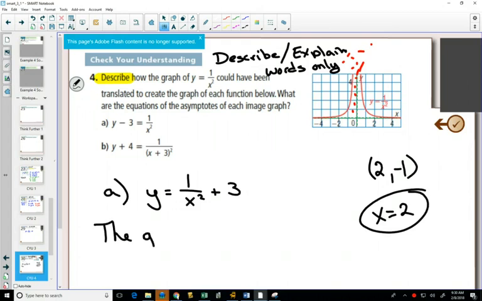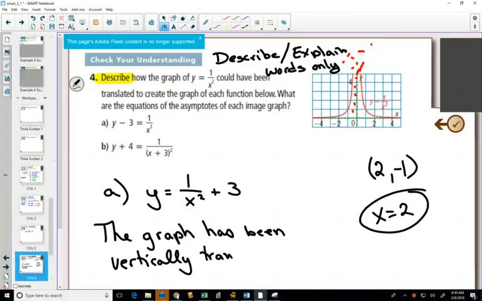And then I start my words. The graph has been vertically translated. Now, here, if you use the number 3, they're not going to say, oh, that's not a word. That'll be fine in a sentence because you're using a sentence. The graph has been vertically translated 3 units up. So I'm trying to use all the correct terminology in here.